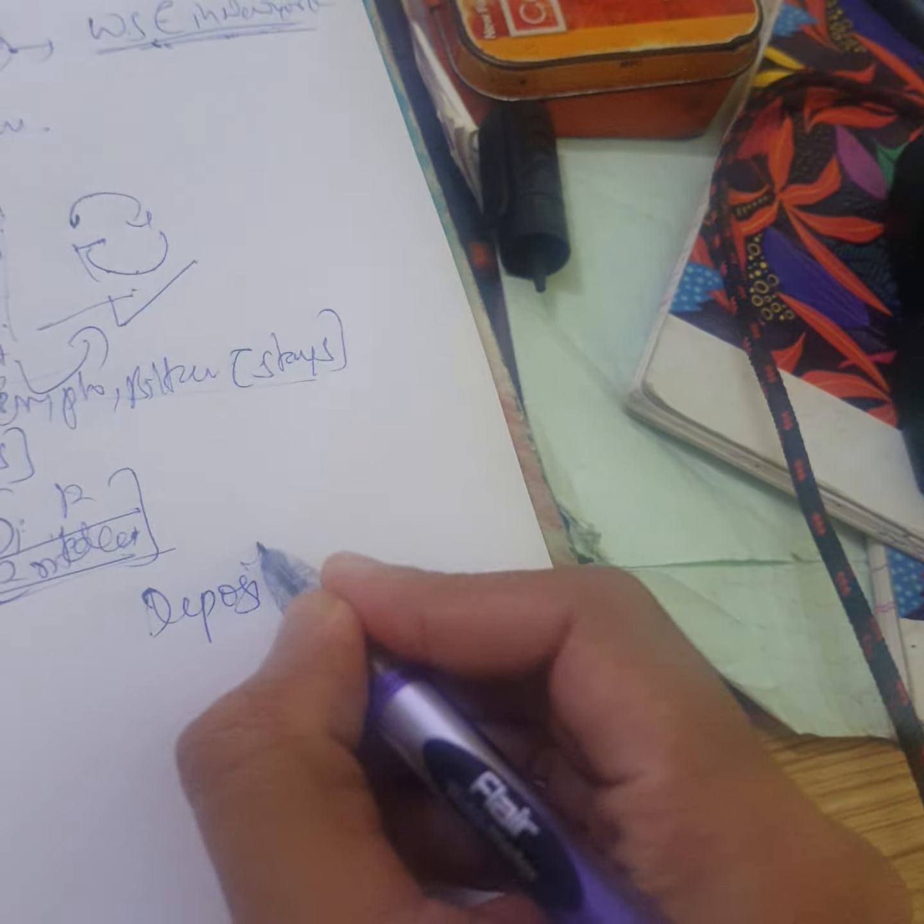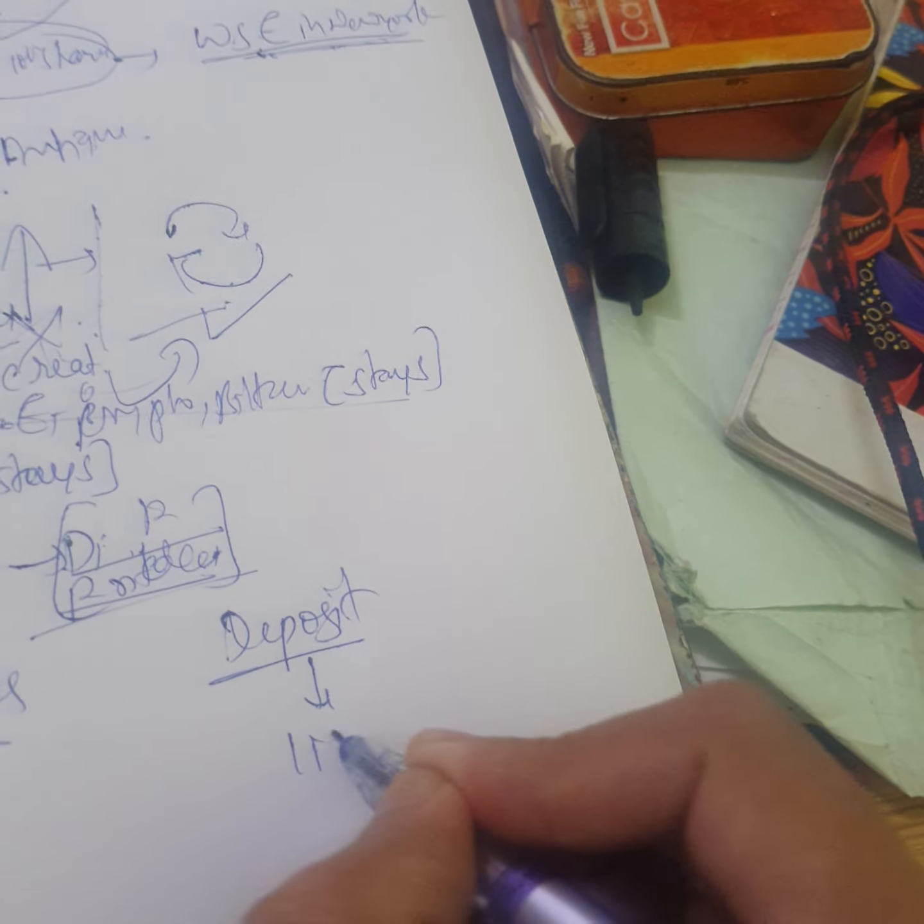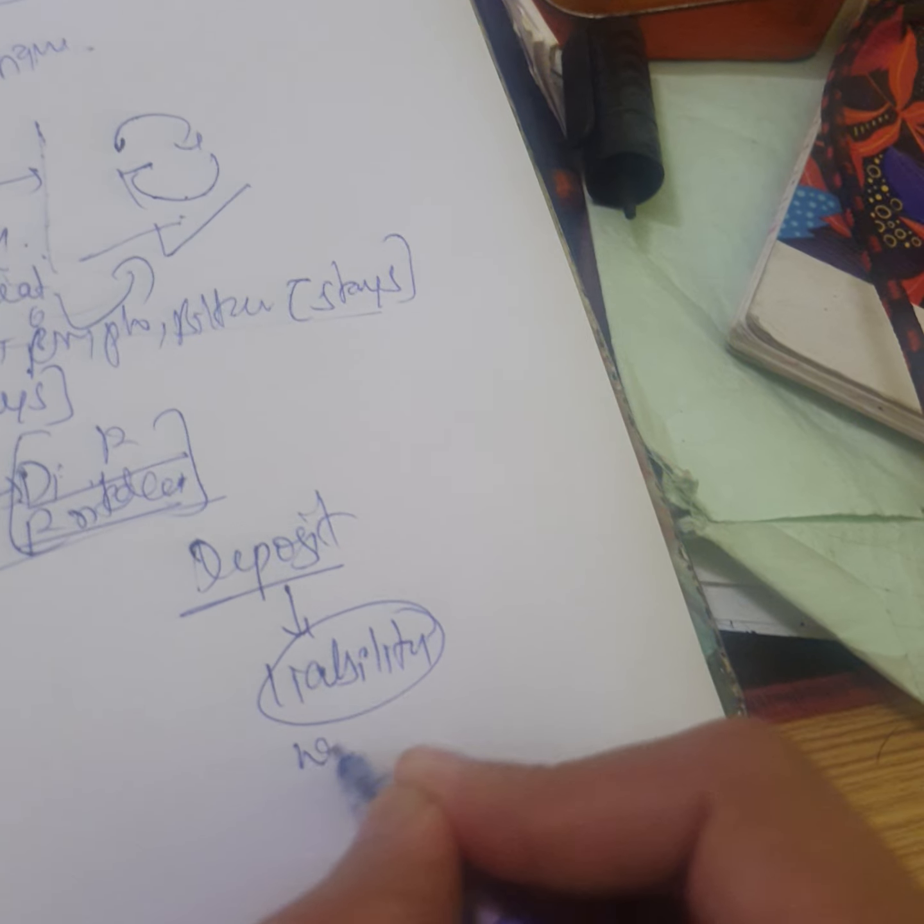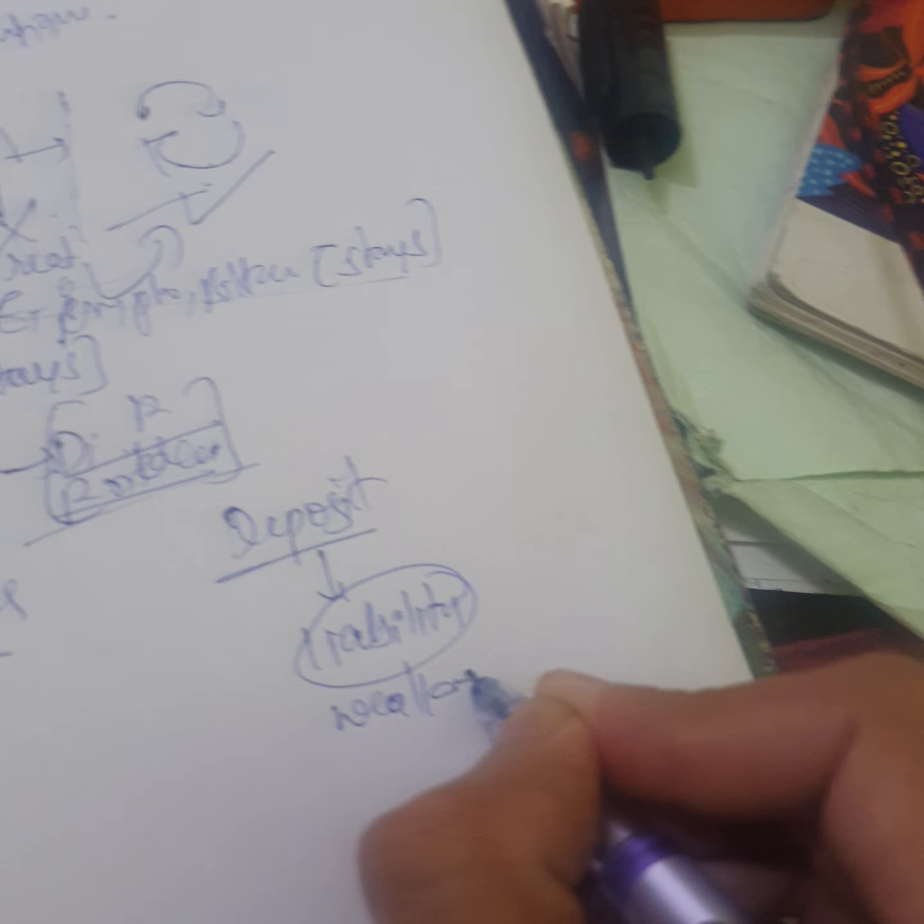When you take out your deposits at any point of time, then what will happen? That's the reason deposit is called a liability. The liability means a weakness or a disadvantage. What is the liability? The deposit is called a liability inside the bank balance sheet.